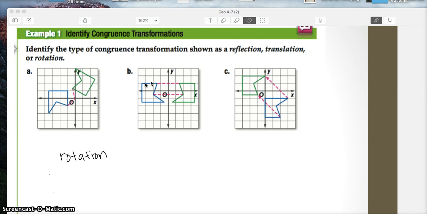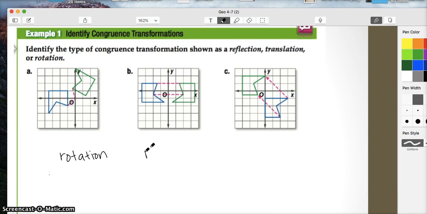Then we have this one. Let's say this is the pre-image and then we see it going over the y-axis and it totally looks like a flip. When we've got a flip, we know that's like the same thing when we look in the mirror. It is our reflection.